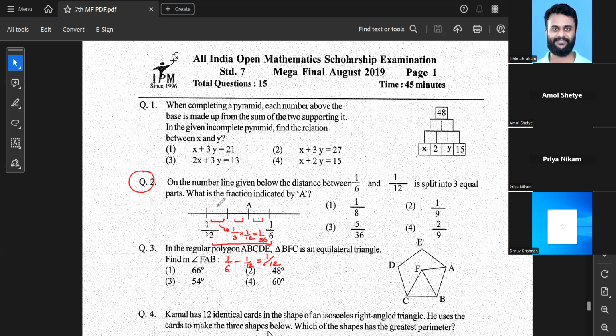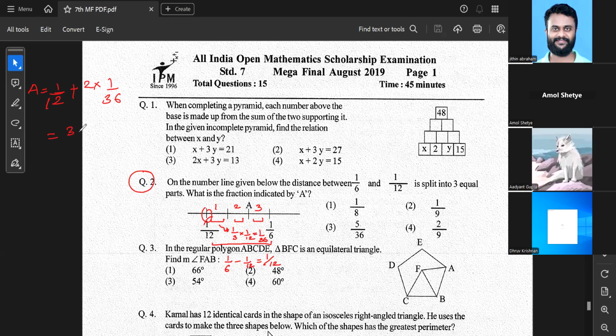So A comes after two parts. First part, second part, third part. So A comes after two parts. In order to find A, A will be the first number, which in this case is 1 by 12, plus two parts. Each part is how much? 1 by 36. So this will give you A. 1 by 12 is 3 by 36, and 3 plus 2 is 5. So when I take the LCM, I get 5 by 36. So A's value is 5 by 36.